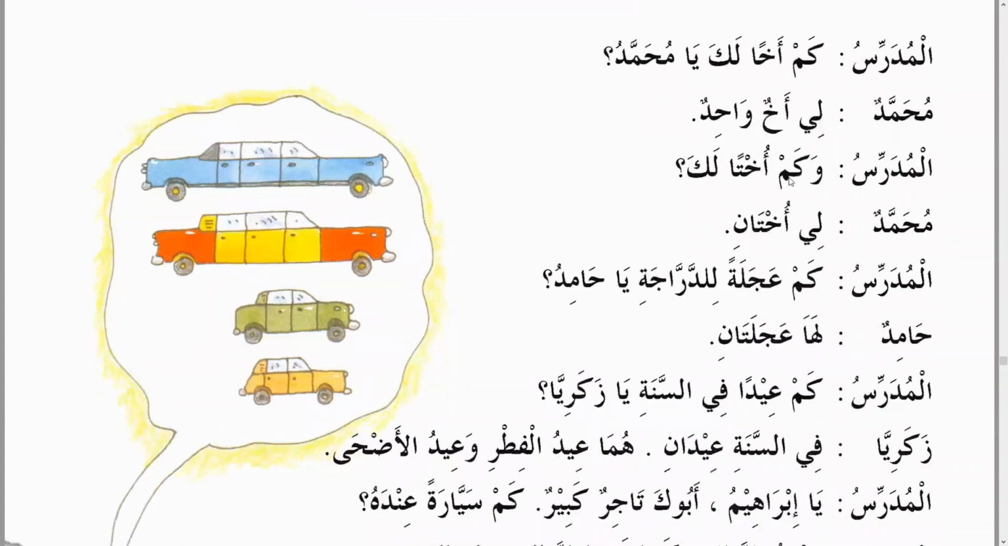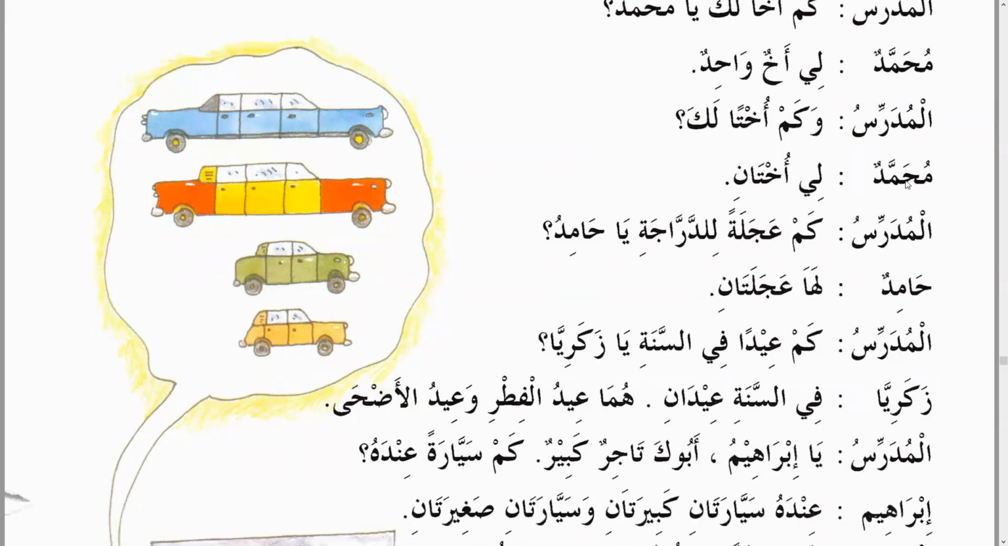Then al-mudarris asks: Wa kam ukhtan laka? And how many sisters do you have? Again, singular mansub. This is called tamyiz, by the way. Muhammadun says, Li ukhtani. I have 2 sisters.